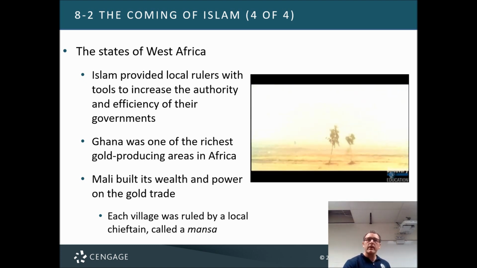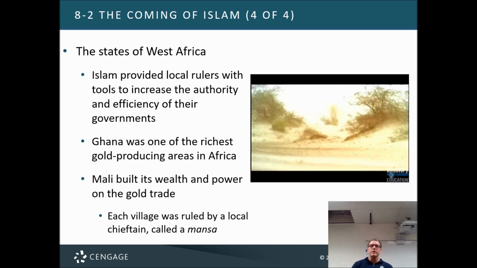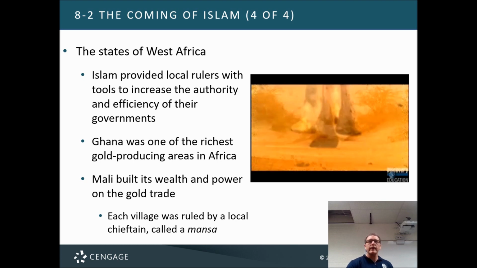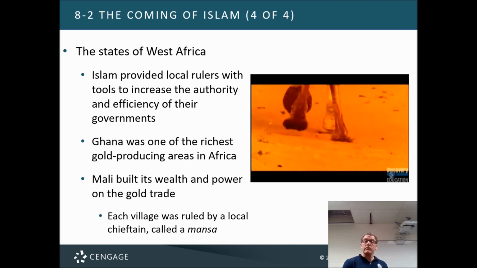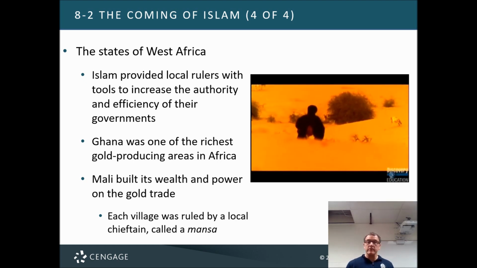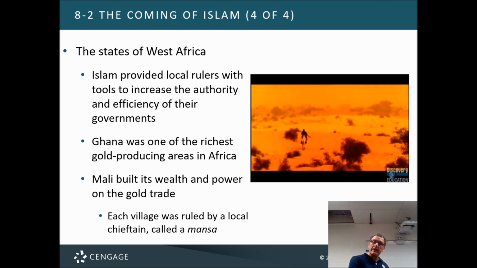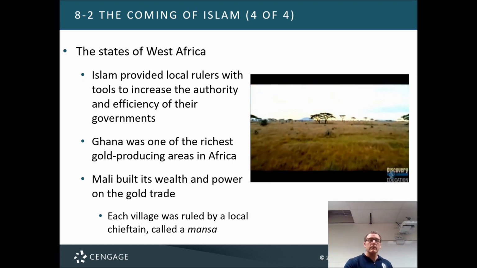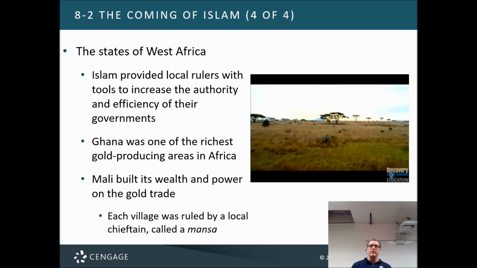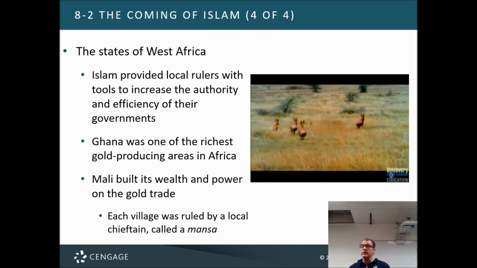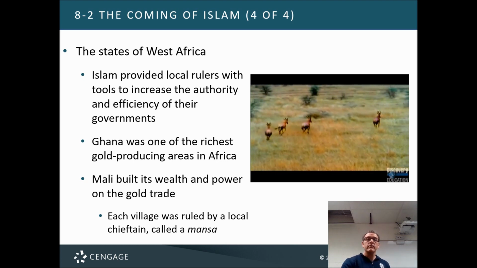So, for example, Ghana emerged in the 600s around the upper Niger Valley, and the majority of people living there were farmers, living in villages, organized by local chieftains, really no form of central government. But gradually, these communities came together and formed the Kingdom of Ghana.